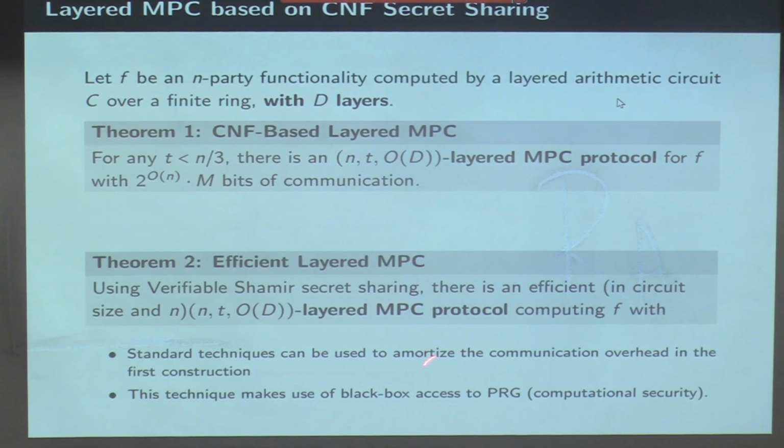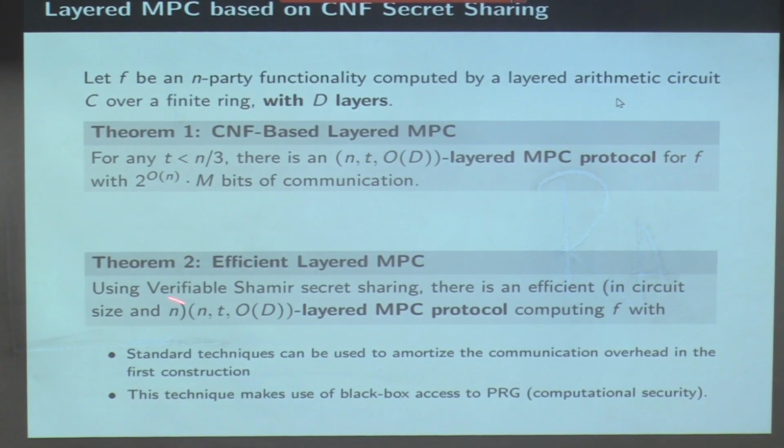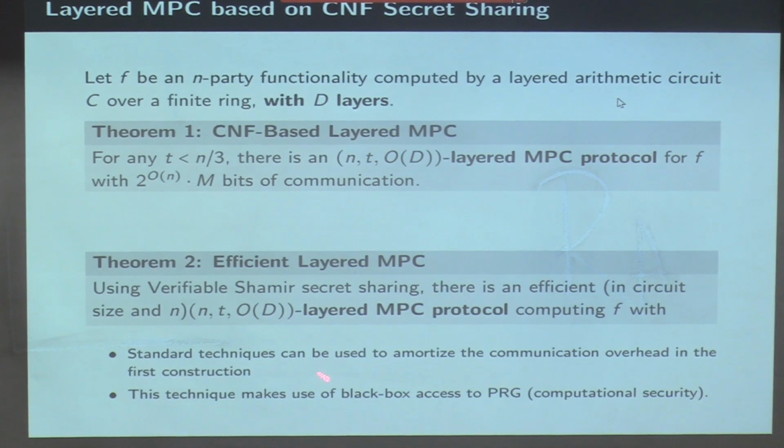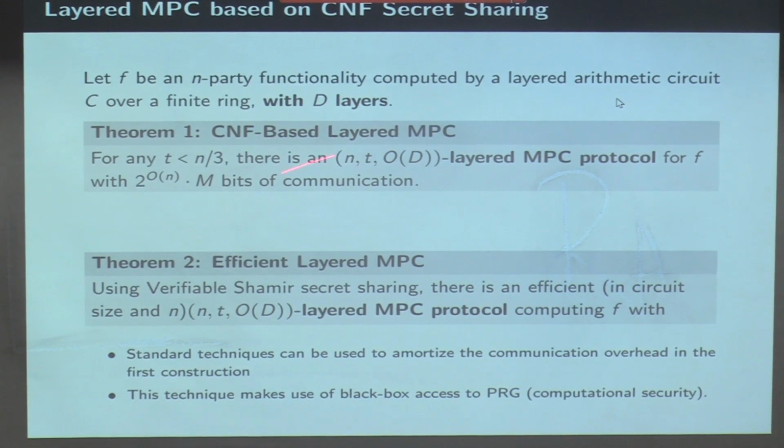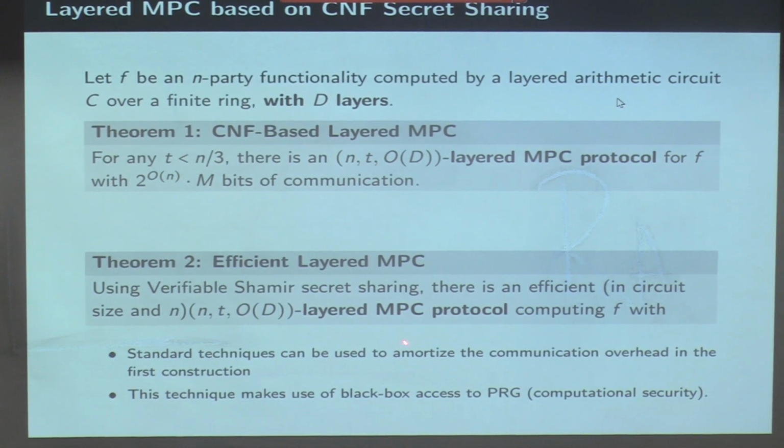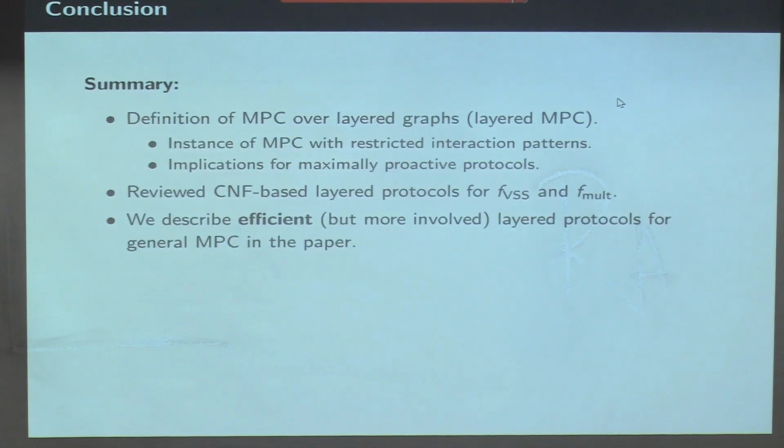So this is an extra observation: if you want to settle for computational security, then CNF secret sharing can be made much more efficient. So there are certain cases, for example, where the circuit is extremely large in comparison with the number of parties. In this situation, this protocol is more efficient than the other protocol in the computational regime, because you can shrink this protocol by a lot in the computational regime.